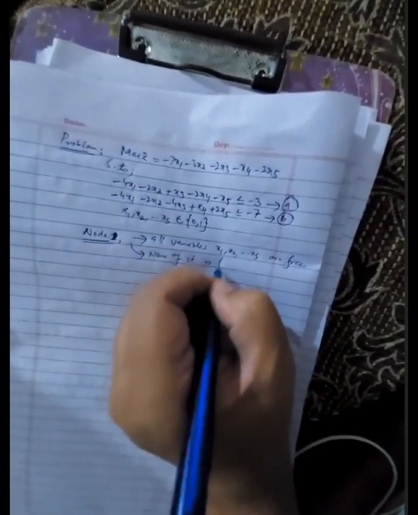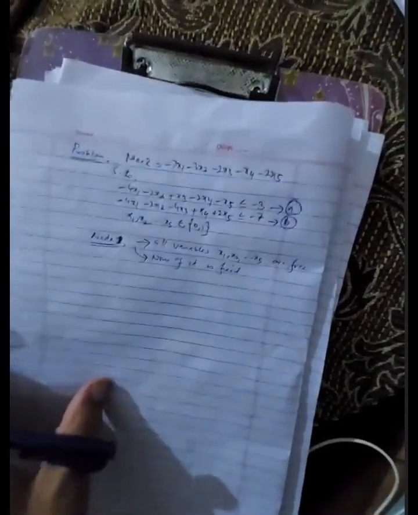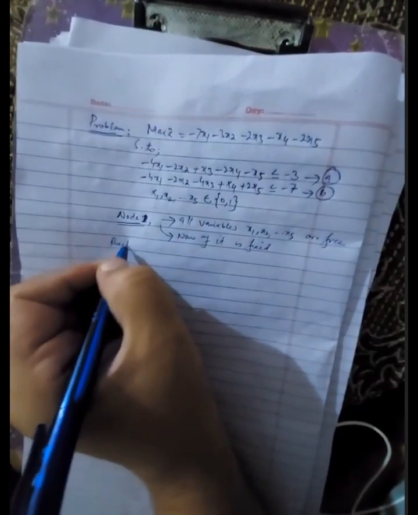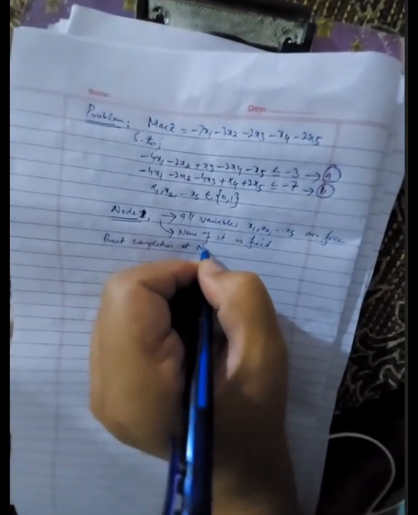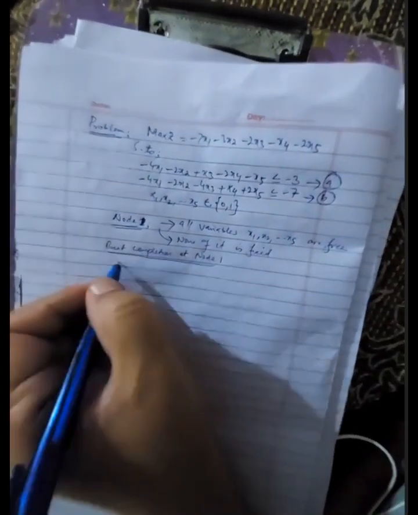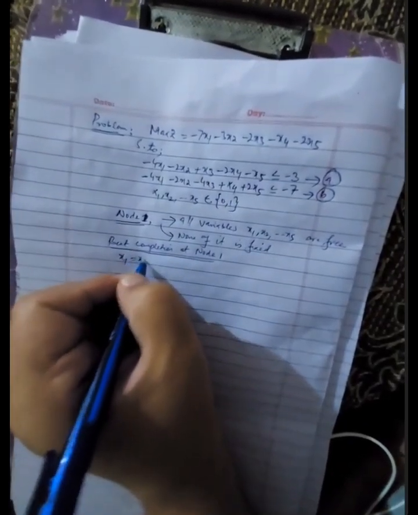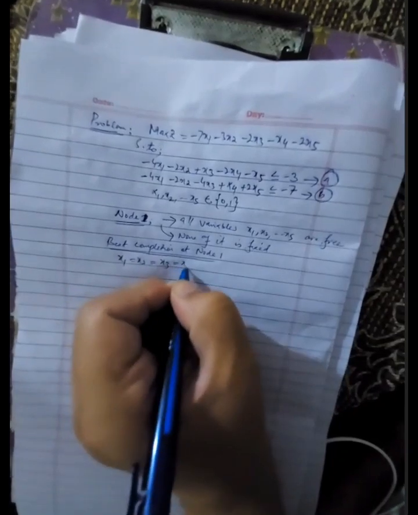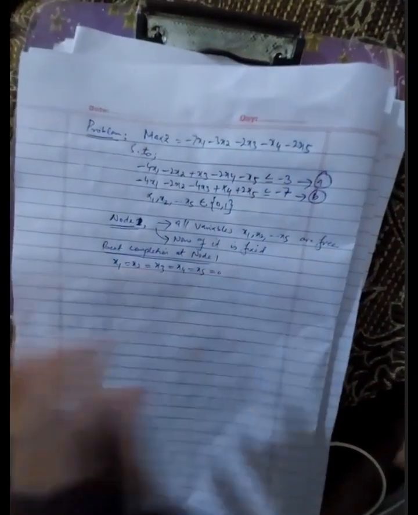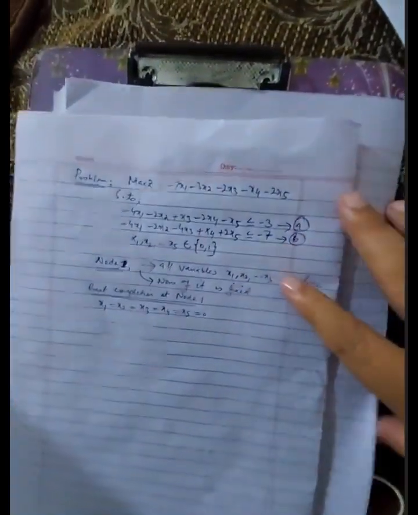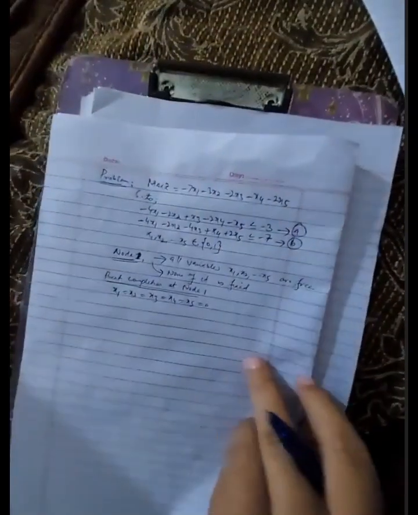None of it is fixed. Okay. Now, the best completion at node 1 is actually putting x1 is equal to x2 is equal to x3 is equal to x4 is equal to x5 is equal to 0. If you put all of these equal to 0, this is the best completion of the problem at node 1. It is the lowest that we can get actually.